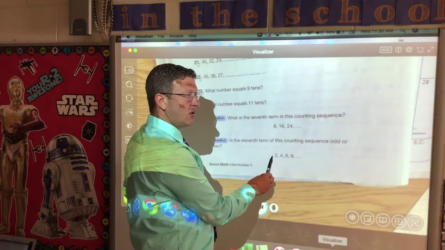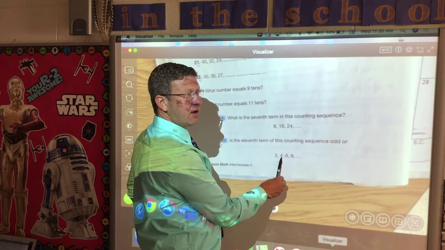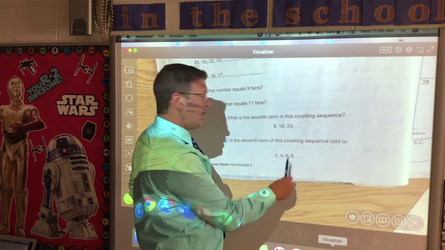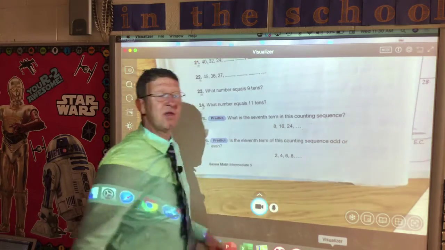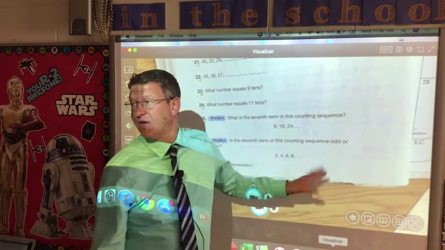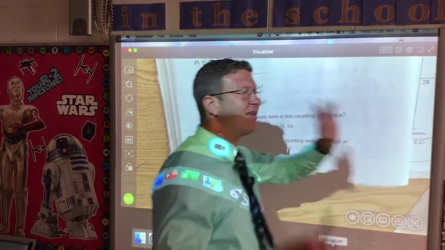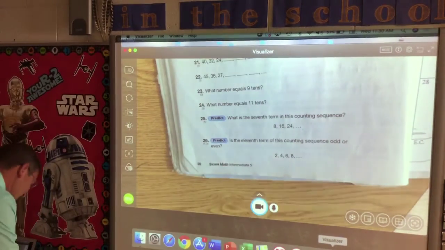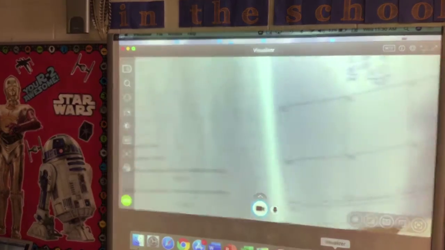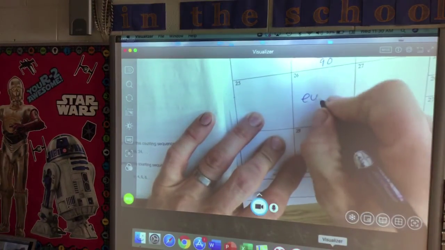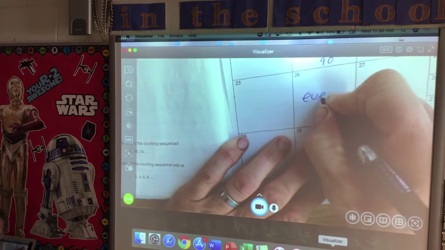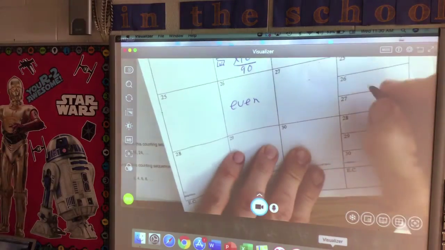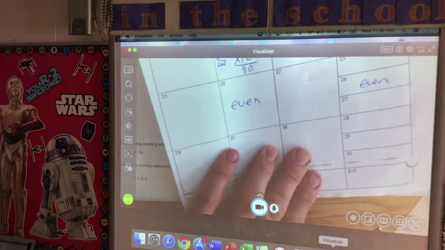2, odd or even? Even. 4, odd or even? Even. 6, odd or even? Even. 8, odd or even? Even. So it was even, even, even, even. What do you think the next term is going to obviously be? Even, even, even. The 11th term is going to be even. So on that one, you don't have to do any work. You can put even if you know it. Okay? So it was even in my work spot and even in my answer.